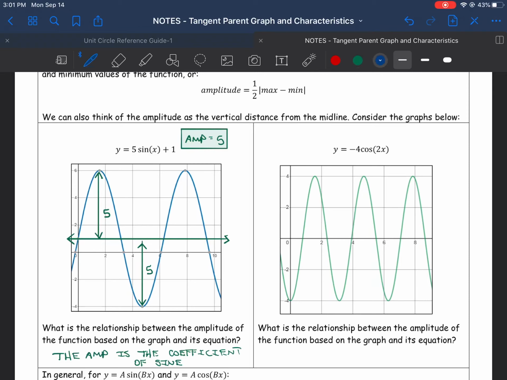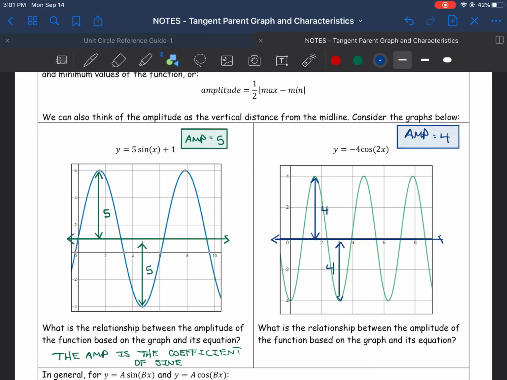Well, let's see about this next problem. So we have a maximum value up here of 4, and a minimum value down at -4. That means that 0 would be the midline here. And again, let's just double check. The distance from max to the midline has a vertical distance of 4. The distance from the midline to the minimum value has a vertical distance of 4. So we would say that the amplitude is equal to 4.